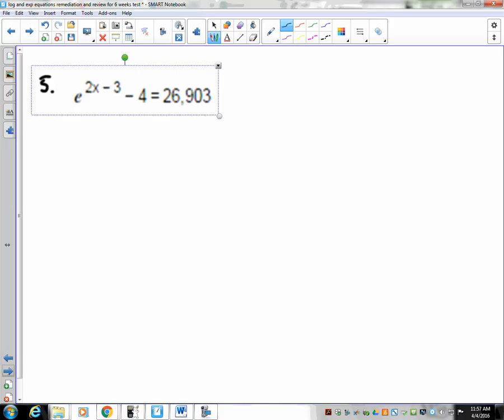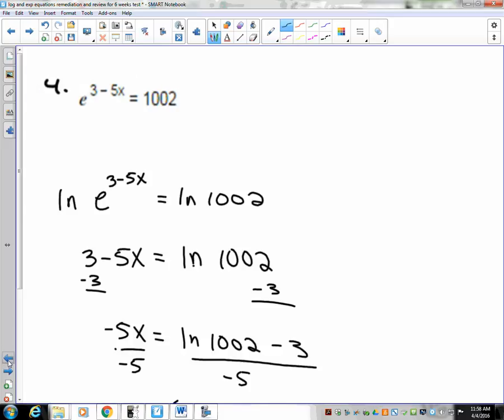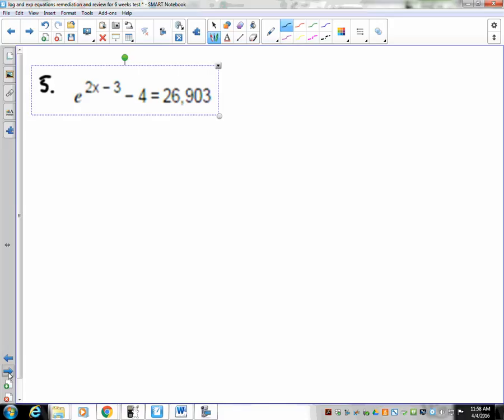Now, let's do this one. Isolate. All right, work it out. So you would add 4. Now, could you actually add 4 to 26,903? Yeah, because it's not natural log of that. Unlike the last one, this one didn't have any isolating. This one you've got to add 4. After that, it's pretty much the same thing. It's really just like number 4, except you have to do this first. Y'all try it on your own from there, since it's so similar.